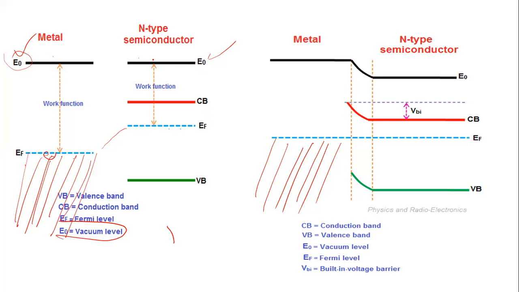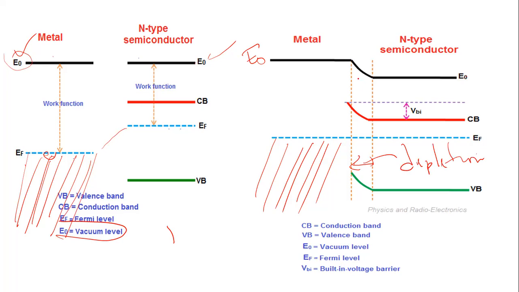But when you join the two types of solids, that is, an n-type semiconductor and a metal, with the alignment of this Fermi energy, there will be a bending of this vacuum level. The vacuum level on this side is E naught here, and similarly it will result in a bending of the conduction band here, and also a bending of the valence band here. And this is what you call a depletion region. This is the depletion region.